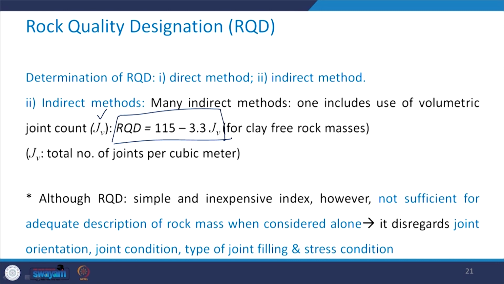Although RQD is a very simple and inexpensive index, it is not sufficient to completely classify the rock mass when considered alone, because it does not take into account the joint orientation, joint condition, or the type of joint filling and stress condition. It is very important, but it is not complete on its own. So, we need to take a look at different aspects related to the joints.